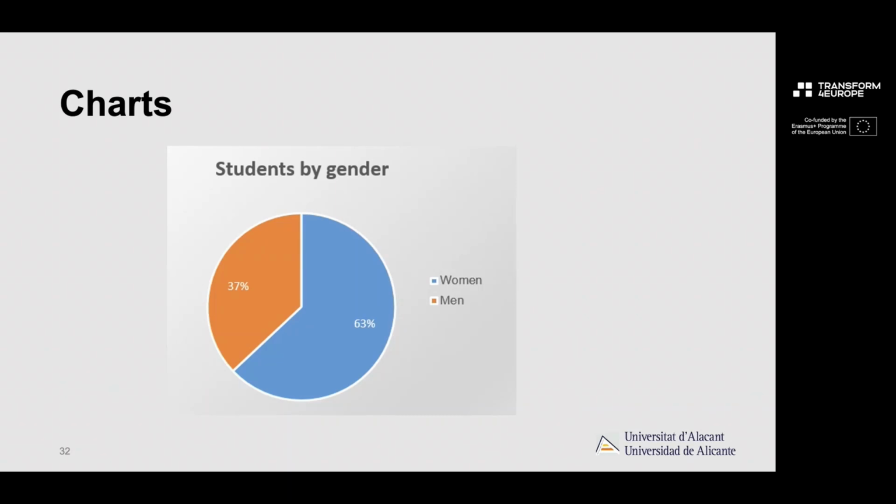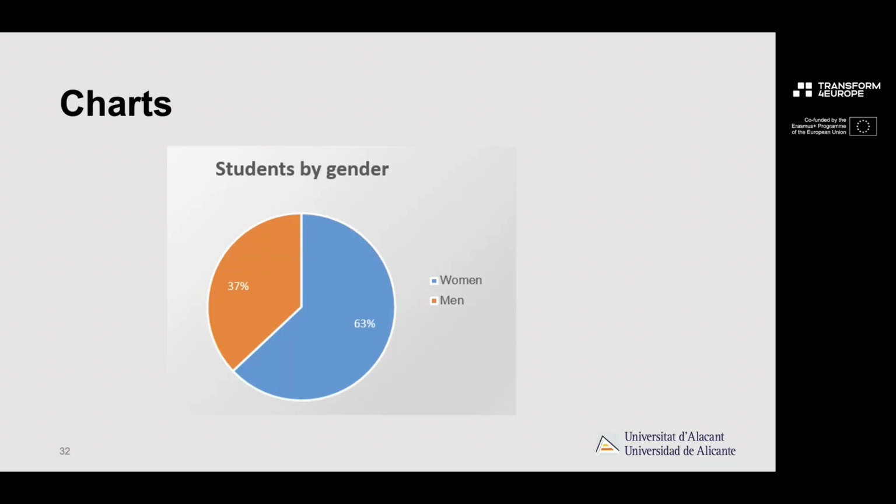Apparently, I cannot see any problem, no? But it is not accessible. Why? For two reasons. First, with this chart, we transmit information only through the color. We use blue color for women and red color for men. But there are people who have difficulty distinguishing colors, such as people with color blindness or low vision. For this reason, we must transmit the information using other elements and not exclusively with color.